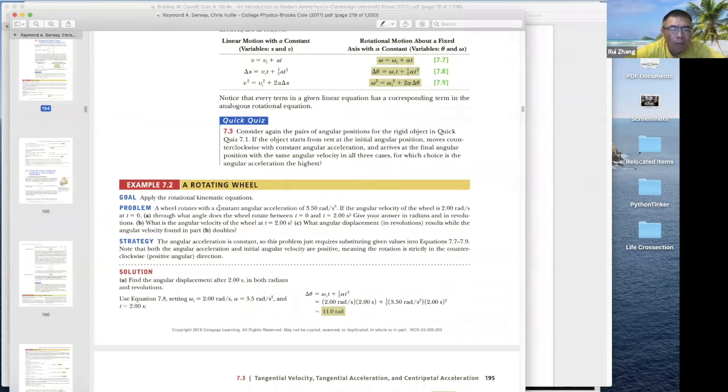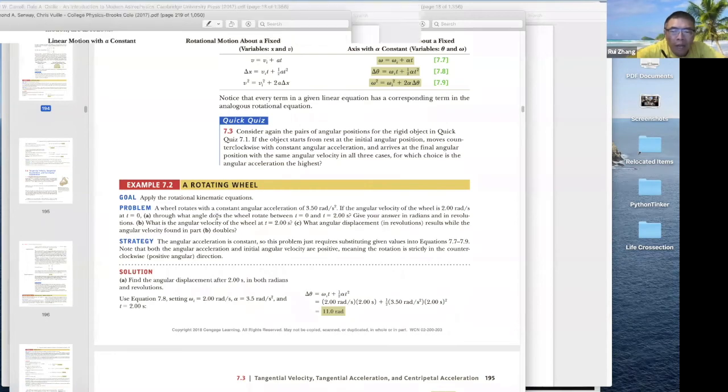Okay, so in this problem, you have a wheel that rotates with a constant angular acceleration of 3.5 radian per second squared. Now the initial angular velocity of the wheel is given as 2 radian per second. And then part A asks how much angle has been rotated through these 2 seconds, and to give the answer both in radians and revolutions. And then B, what is the angular velocity of the wheel at 2 seconds? So this is the starting angular velocity, but you want to know the final angular velocity. And then C asks for the angular displacement while the angular velocity found in part B doubled. I don't think we need to do C, let's just do A and B.